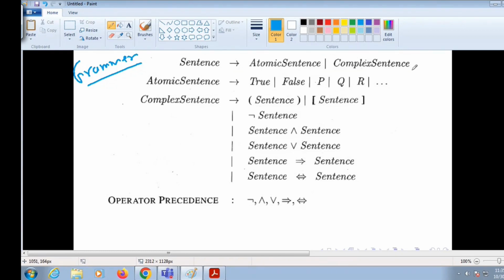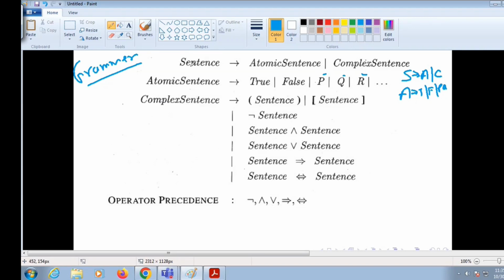Hello. So let's assume that S implies A and C. Let me write it like this. A is an atomic sentence. It can be either true or false, or P or Q. These are P, Q, R, S.